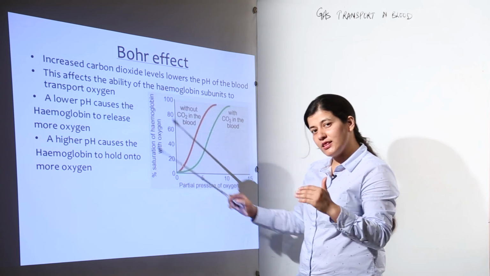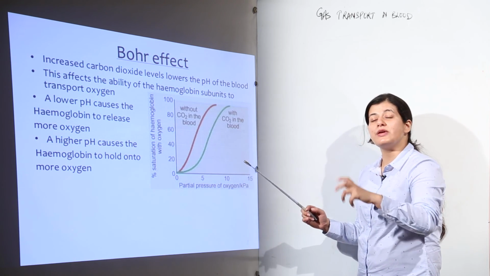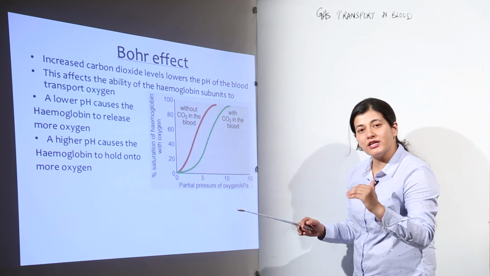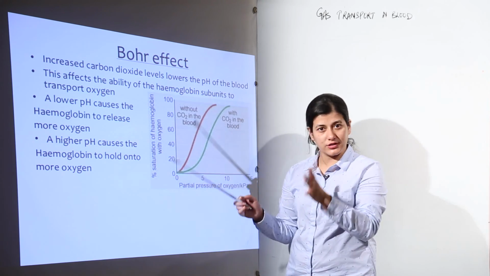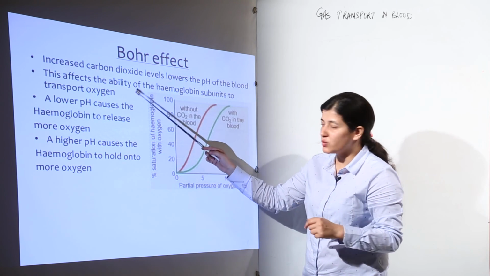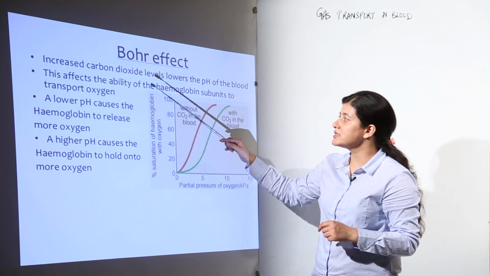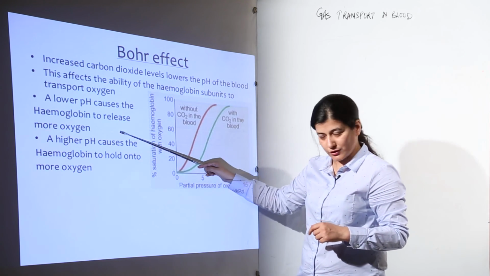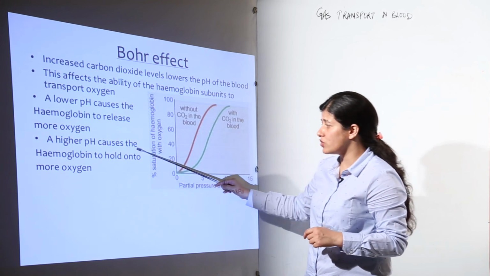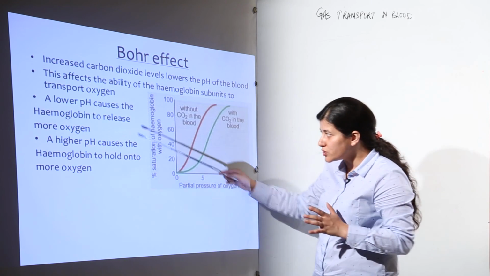Another thing, when the carbon dioxide concentration increases, there is a pH decline. The pH decline does not allow complete binding of oxygen with the hemoglobin. That is what they have mentioned, that a lower pH causes hemoglobin to release more oxygen. A higher pH causes the hemoglobin to hold on to more oxygen. This is what has been mentioned.